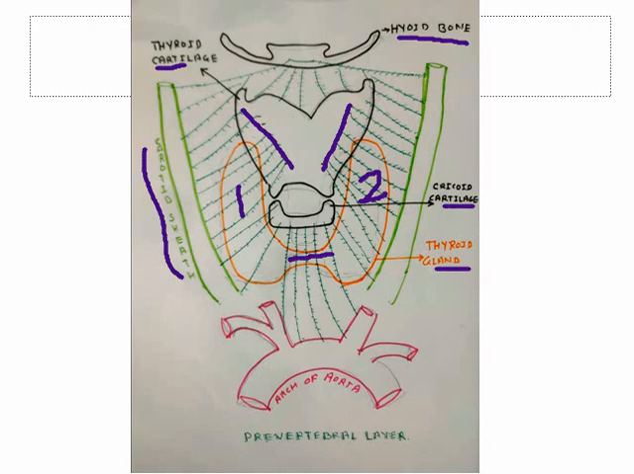So our pretracheal layer attaches laterally to the front of the carotid sheath. So all the attachments of the pretracheal layer we have seen, right? Superior, inferior on each side, and it encloses the thyroid gland.